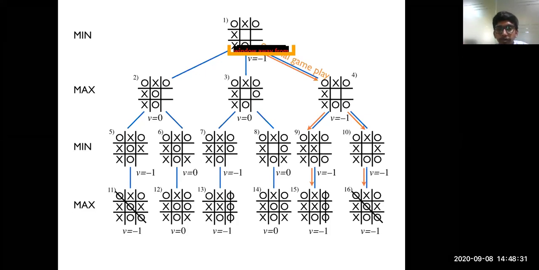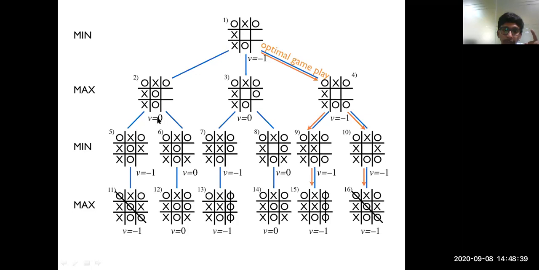So here at the initial stage, at level 1 you have three children. That is called the minimum value. Here you have the values 0, 0 and -1. Among these three, -1 is minimum. That's why it has chosen the path of -1.